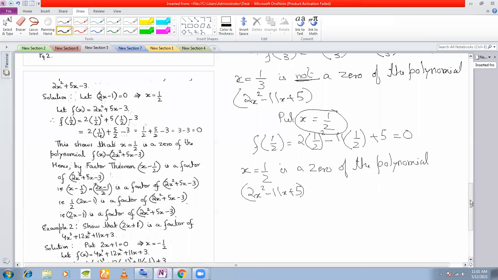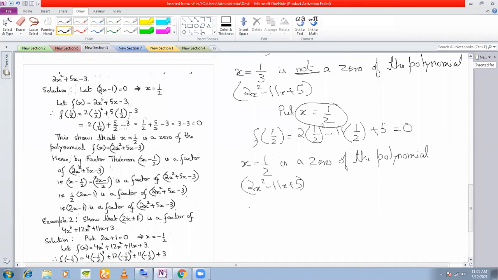Understood? So what are the zeros of the polynomial that we are getting? Therefore, the polynomial 2x square minus 11x plus 5 has how many zeros? It has two zeros.